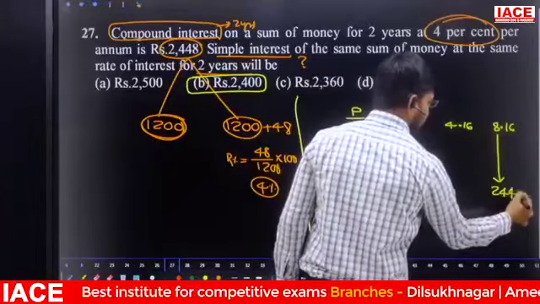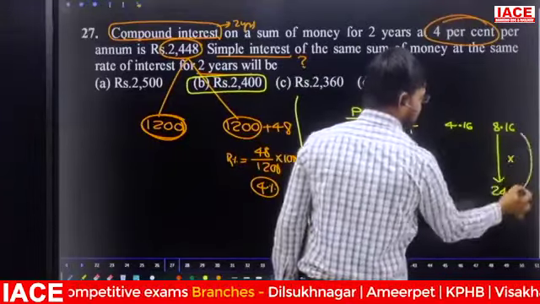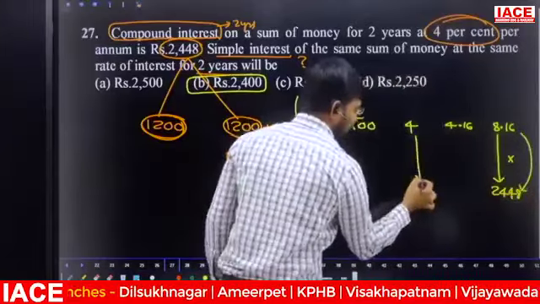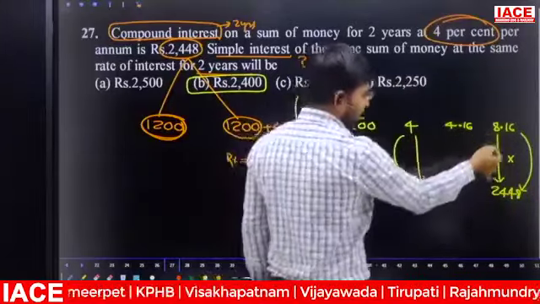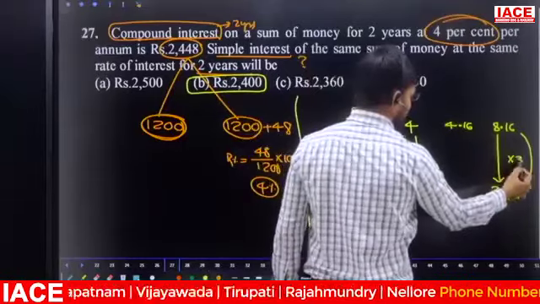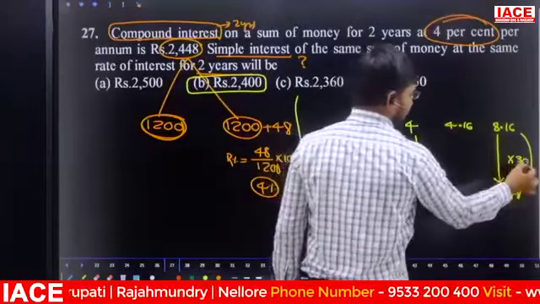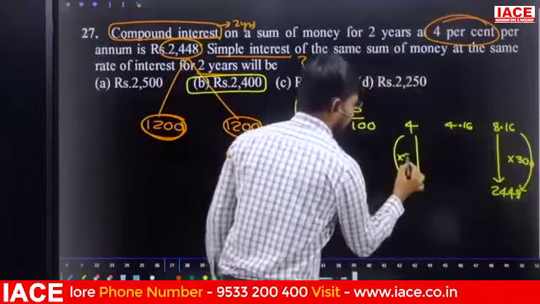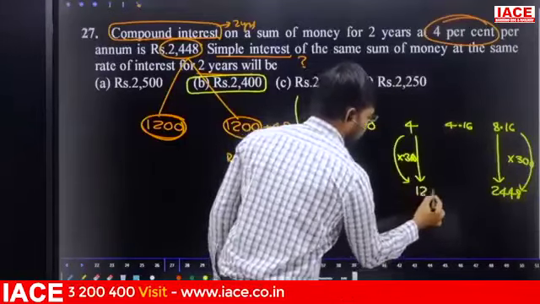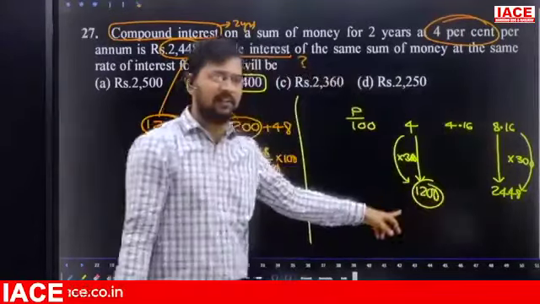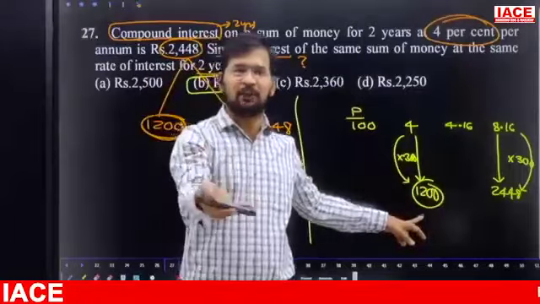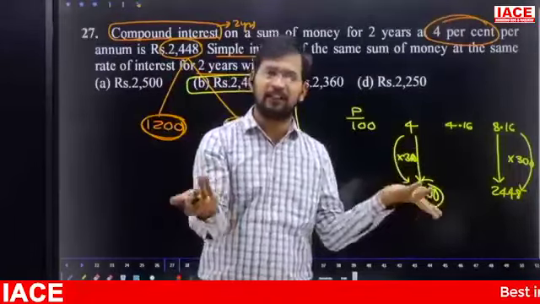2448. So how many times does it go? That many times. This is 1 year interest. So 8 how many times does it go? Exactly 300 times. Therefore 300 times 4 is 1200. Therefore first year interest is 1200. First year SI is also 1200. 1 year SI is 1200, 2 years SI is 2400.